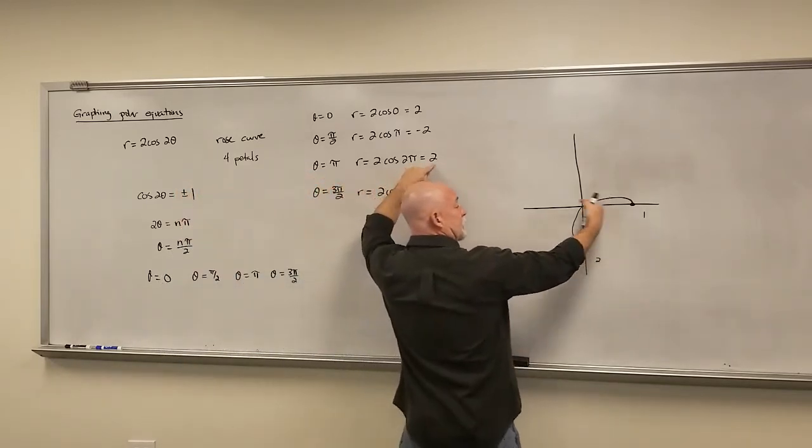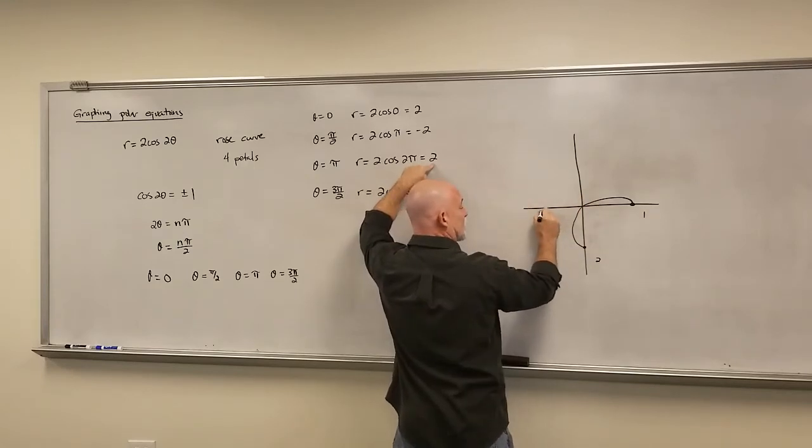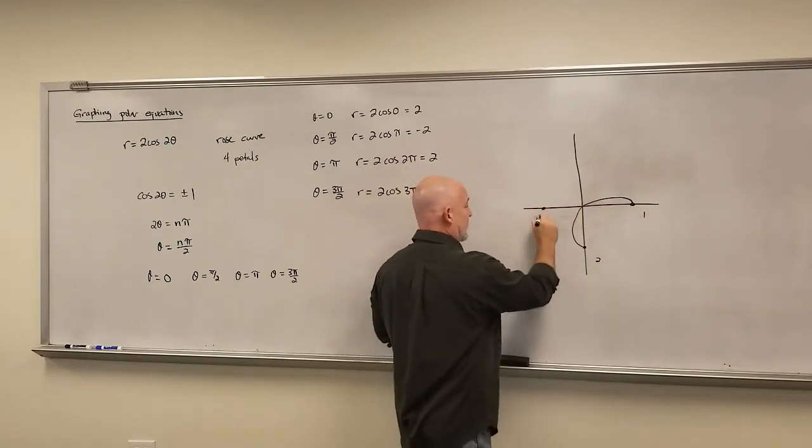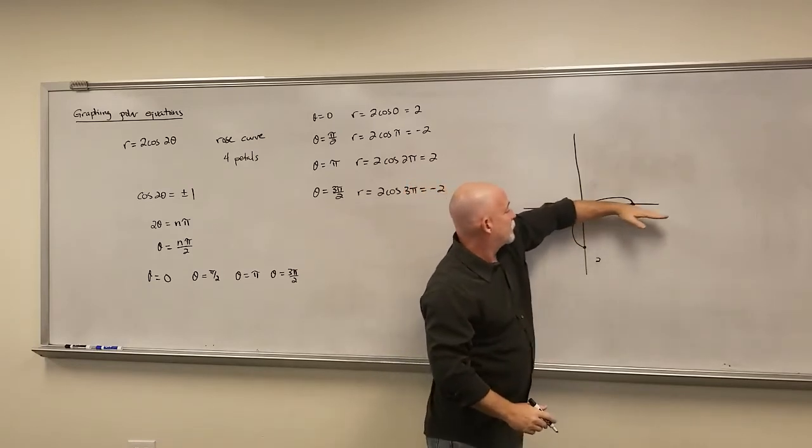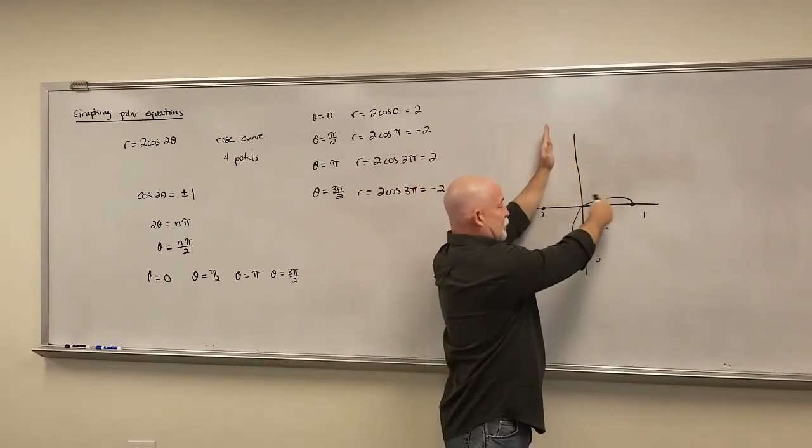So now we're looking in the pi direction, and we're going to walk 2 steps that way. That's our third point. So remember, our angle has gone from 0 to pi over 2. That gave us this part of the curve.